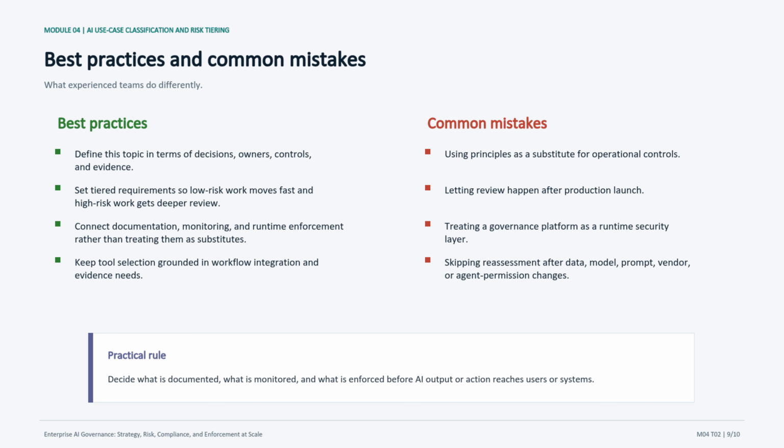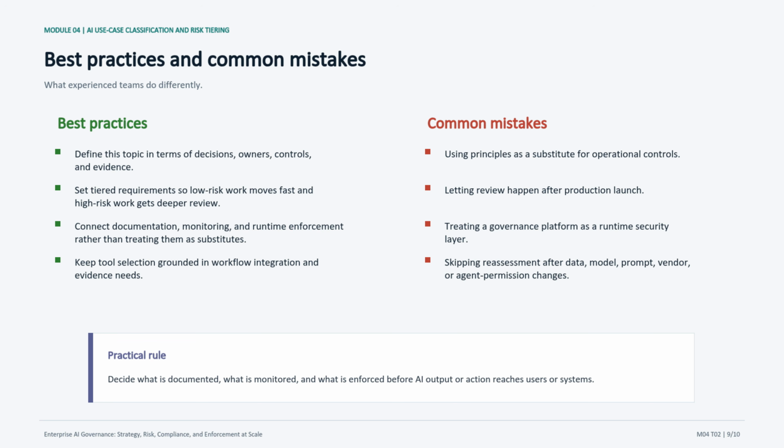The common mistakes are equally important. Teams often write principles, review too late, confuse governance workflow with runtime security, or forget to reassess after data, model, prompt, vendor, or permission changes. A good way to teach this slide is to ask learners which mistake is most likely in their environment and what one control would reduce that risk in the next 30 days.